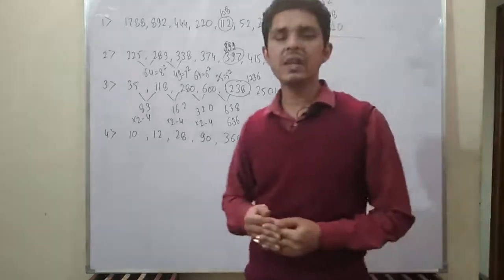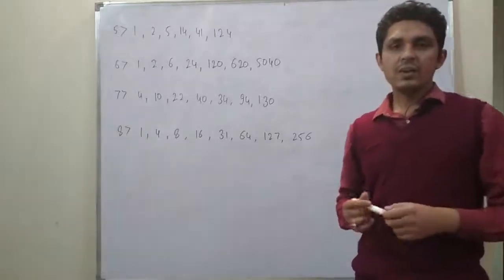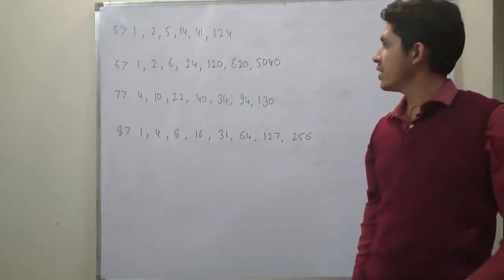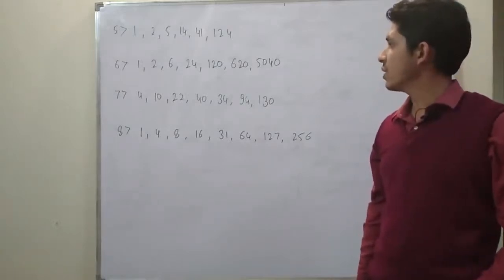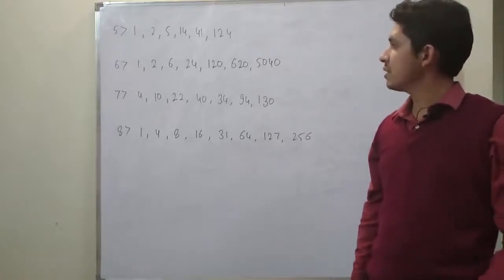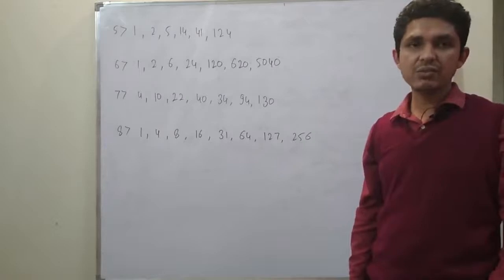Okay, coming to the next series of questions. The next question is 1, 2, 5, 14, 41 and 124. Here we have to find the wrong number. If we try to find out the pattern, what can be the pattern? Okay, you try first.